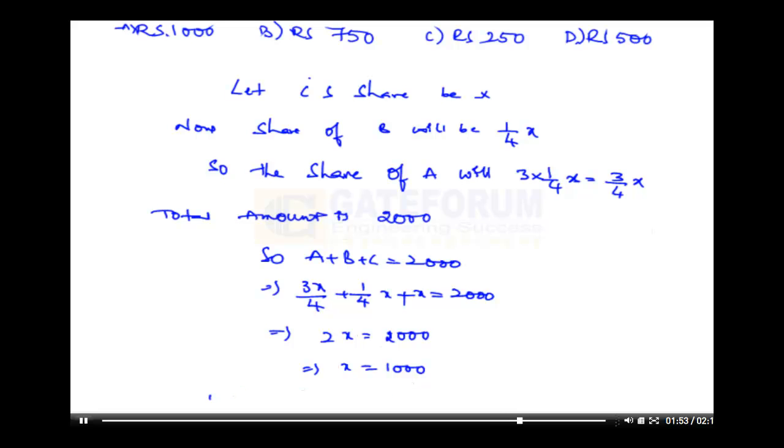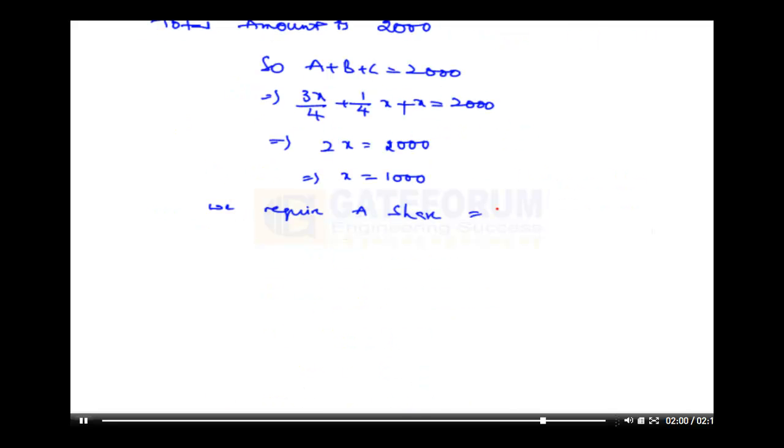We require A's share here, that is 3/4 of x, nothing but 3/4 into 1000, which is 750 rupees. So the answer is option B.